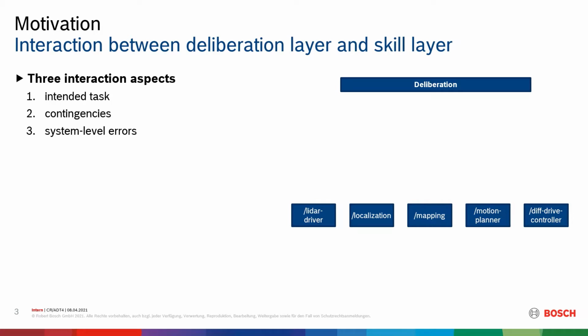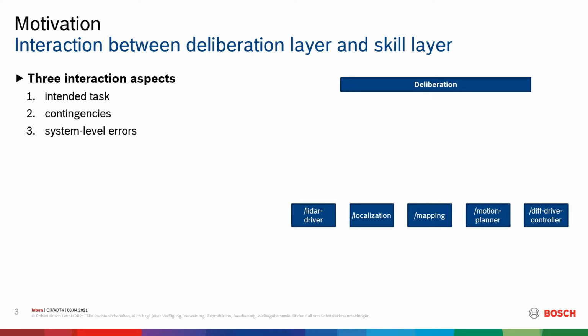We observed that the deliberation layer interacts with the skills of a robotic system mainly for three aspects. First, the intended task, that is the happy path, so to speak, where everything works according to the plan. Second, contingency handling, that is expectable exceptions, like for example, obstacles blocking the way or retrying a failing grasp in a manipulation task. And third, system level errors that should not occur, that is, for example, sensor failures or software components crashing.